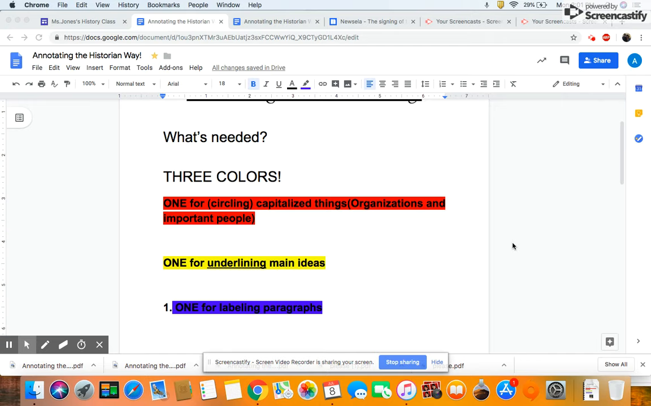For our sake, labeling paragraphs will be in blue, underlining will be in black, and circling capitalized information will be in red parentheses in the document.